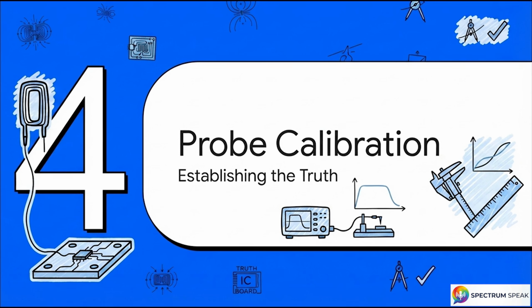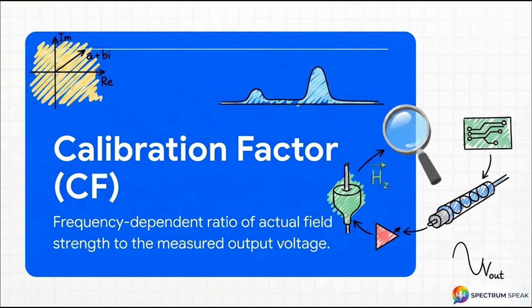To turn this qualitative troubleshooting wand into a rigorous quantitative scientific instrument, we need to establish the truth of its transfer function. The secret decoder ring for this is the calibration factor, or CF. It is explicitly defined as the frequency-dependent ratio of the actual true field strength, say the z-axis magnetic field H sub z, to the measured output voltage on your instrument, V out. It's a complex valued parameter.